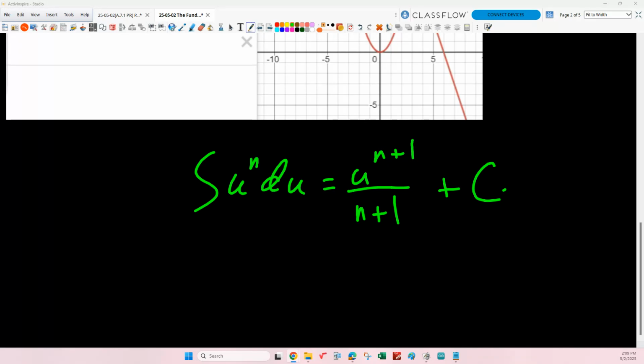Okay, how come? Because we're just playing calculus Jeopardy. I'm asking the derivative of what would give me this? Well, the derivative of that. How come? What would I do if I differentiated this? I would take the exponent out front, n plus 1, which would cancel the n plus 1, and I would subtract 1 from the exponent to get u to the n. That's why, right? We're just playing calculus Jeopardy.